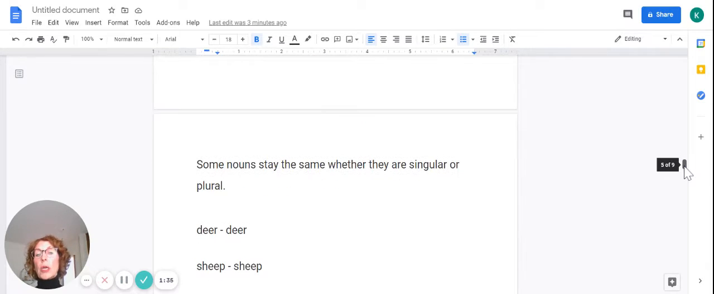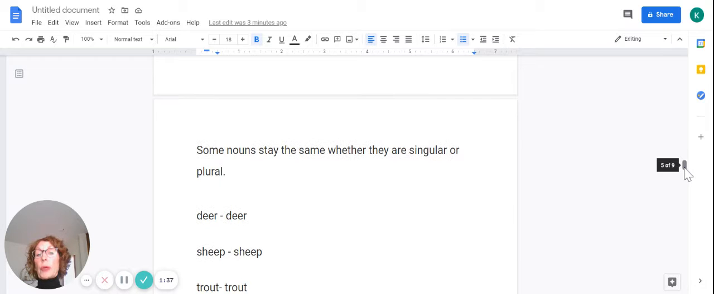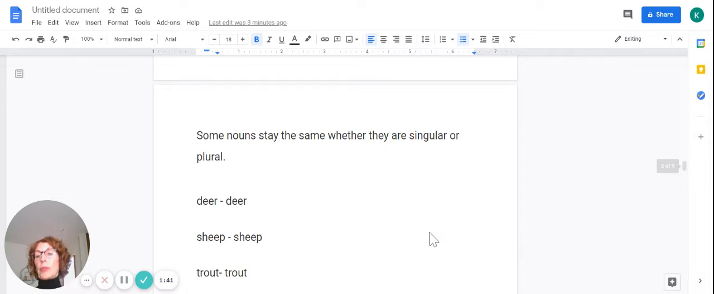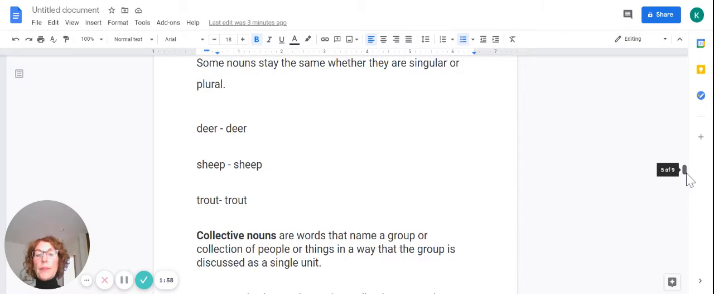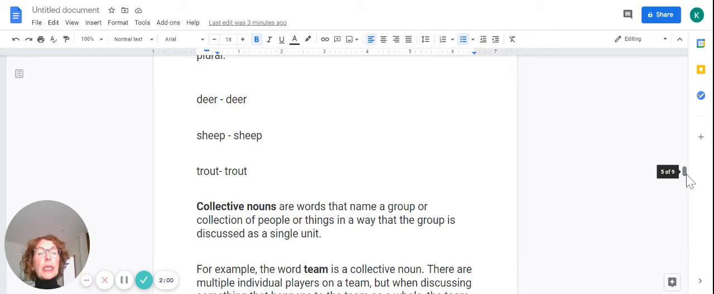Okay, also, some nouns stay the same whether they are singular or plural. For example, deer, when it becomes plural, stays the same spelling, deer. Sheep, sheep is another example. Trout, trout. A singular and plural form are spelled the same. Okay. All right, let's take a look at collective nouns.